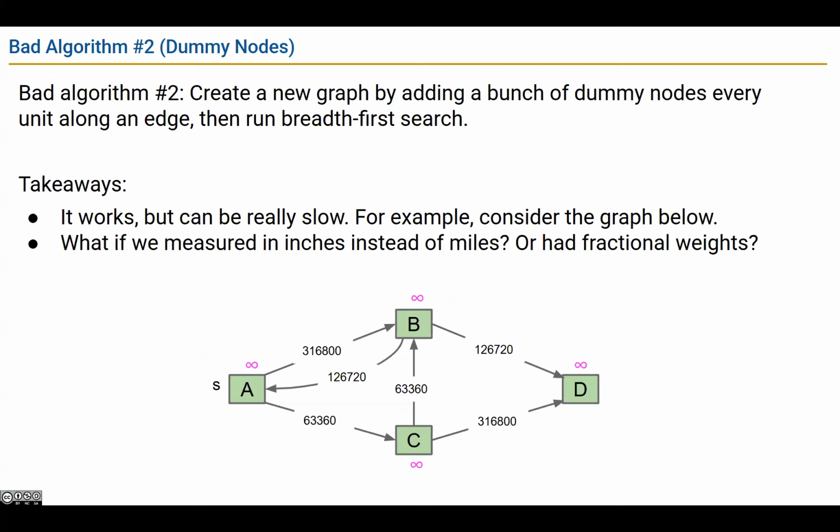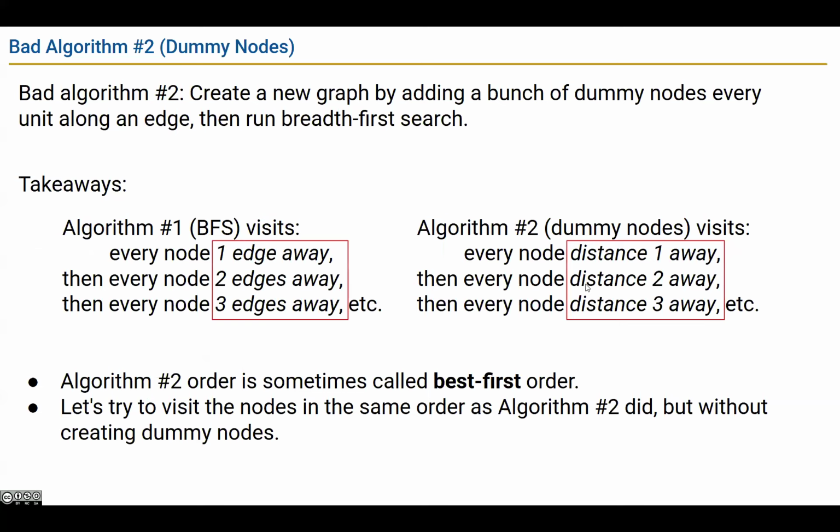But it did work. It was slow, but it did work. So let's take a look at some other approaches. Algorithm 2, we can kind of call this the best first order, right? We're looking at nodes 1 distance away, then nodes 2 distance away, then nodes 3 distance away. So let's try to visit the nodes in the same order as algorithm 2 did, but without creating those dummy nodes.